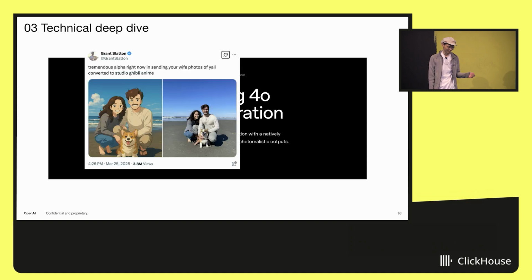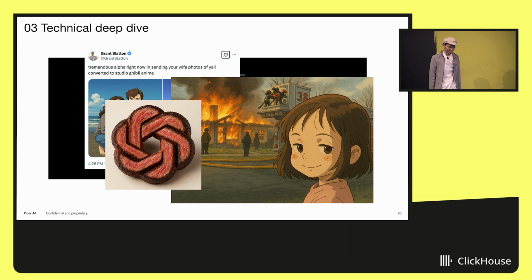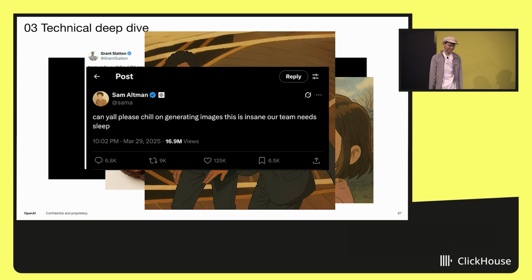They were generating pictures of themselves in an anime style, pictures of memes, pictures of the OpenAI logo, but as a steak, pictures of famous events. And personally, I saw one of the biggest user growth I've ever seen over such a short amount of time. And all of our servers were melting.